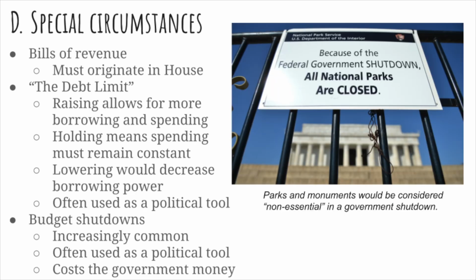A couple other special circumstances you need to be familiar with. We've already mentioned that bills of revenue, bills that deal with taxes or appropriations, basically if it deals with money, it has to start in the House of Representatives. Another thing you need to be familiar with is the concept of raising the debt limit. Raising the debt limit allows for more borrowing and spending for the government, and of course that can be lowered or raised. The key thing to understand is that if the government has already spent that money, we have to pay it back or our credit gets downgraded globally, and that would be really horrible for both the United States and the rest of the world.